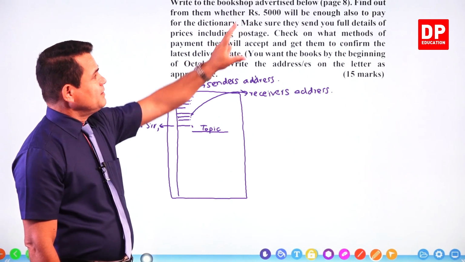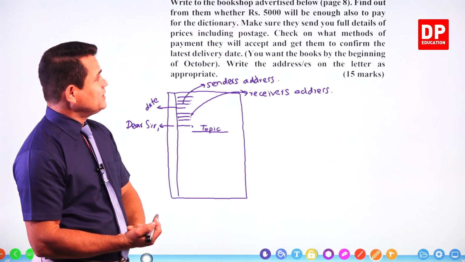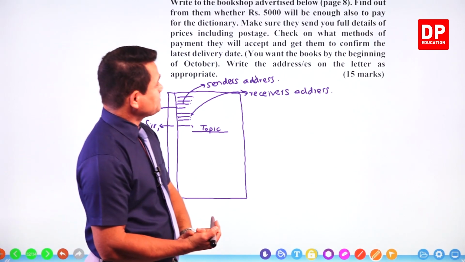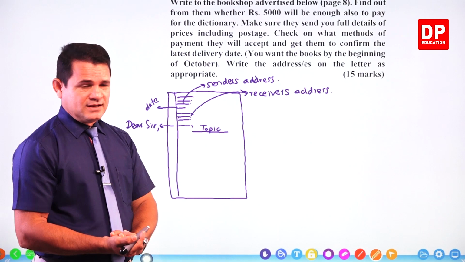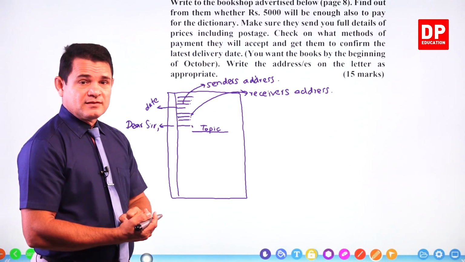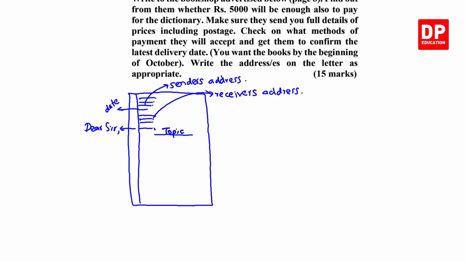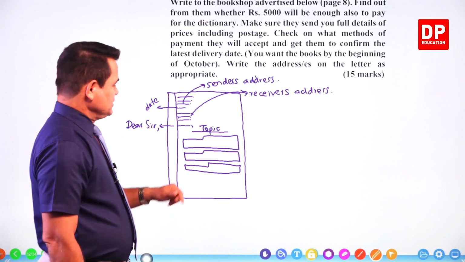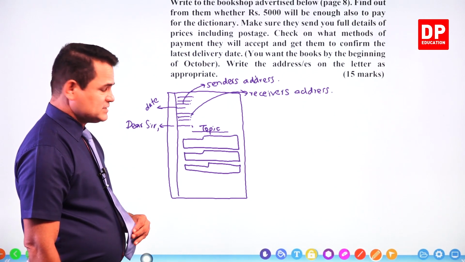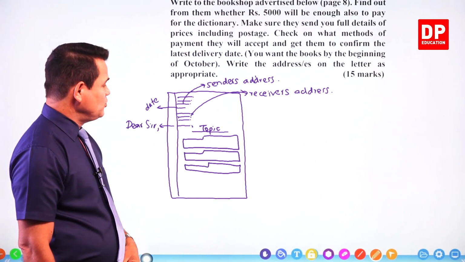What are you saying here? You are trying to get some information. It is like getting a quotation, isn't it? About buying some books, right? That is the topic. Then in the body of the letter you should have some paragraphs, at least 3 paragraphs, right? So first tell why you are writing this letter and who you are.